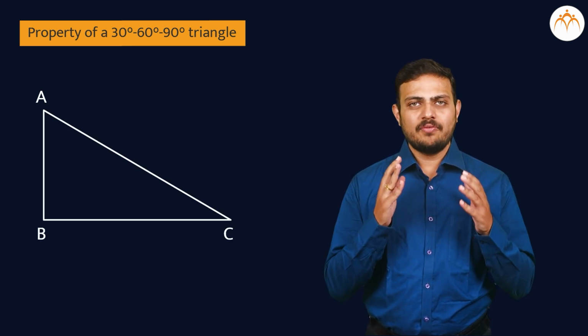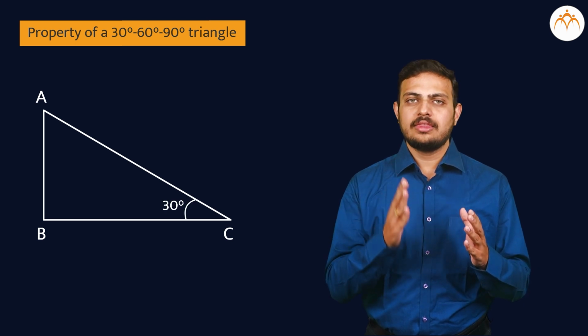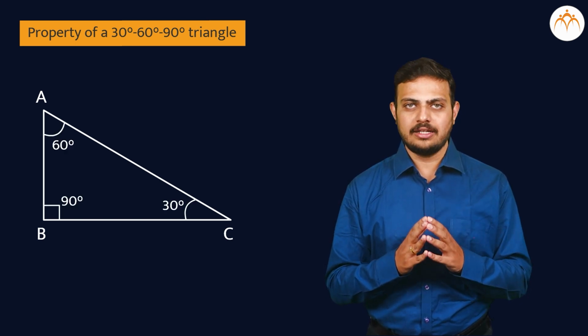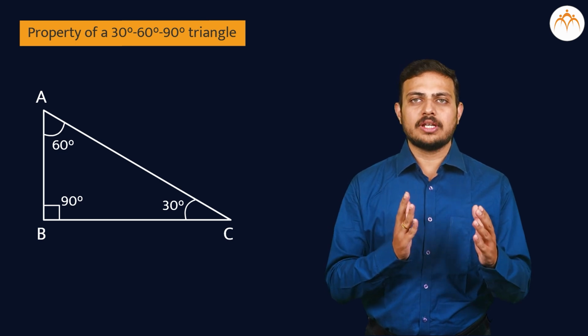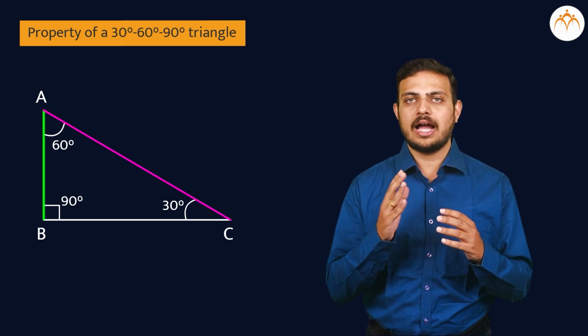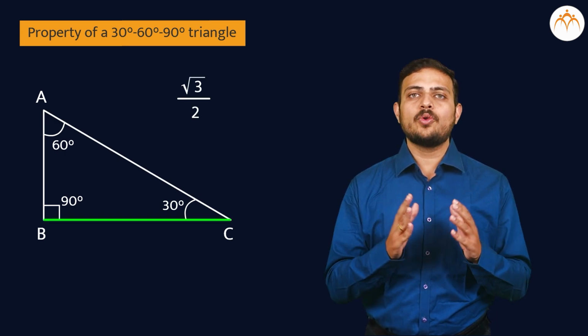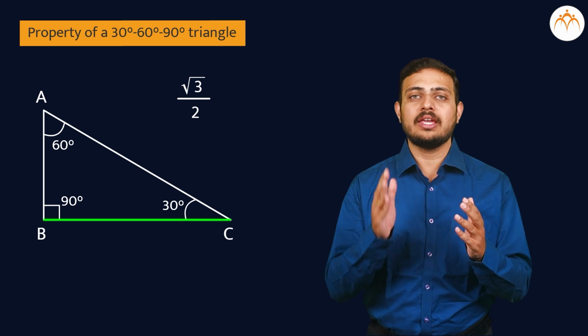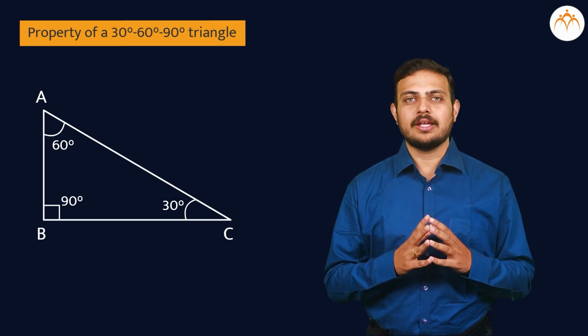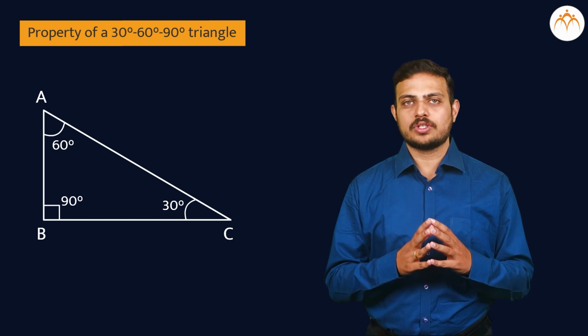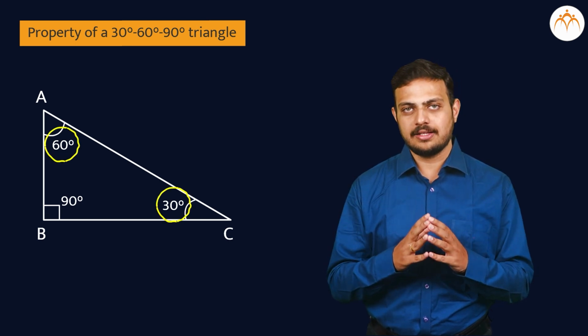Do you remember the property of 30 degree, 60 degree, 90 degree triangle? Let's revise. If a triangle has angles measuring 30 degree, 60 degree and 90 degree, then the side opposite the 30 degree angle is half the hypotenuse and the side opposite the 60 degree angle is square root of 3 upon 2 times the hypotenuse. Using this property, let us derive the trigonometric ratios for 30 degree and 60 degree angles.